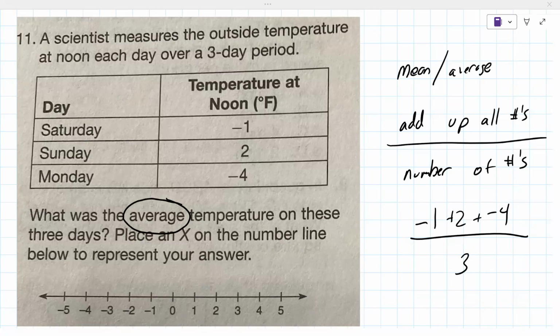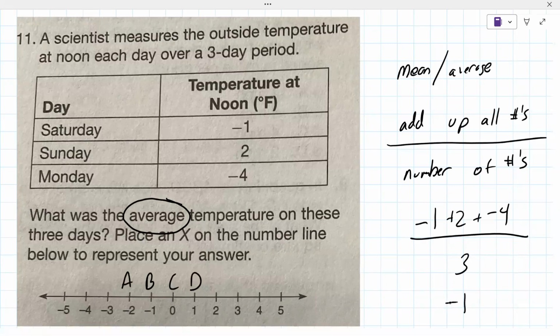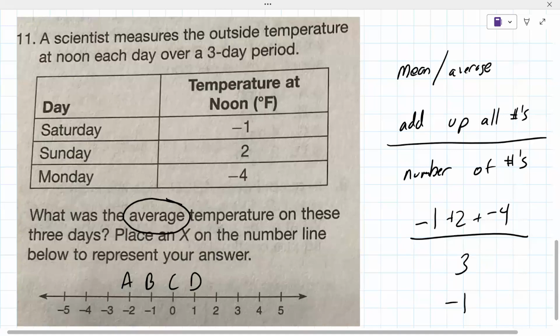-1. -1. Yes, that is the final answer. So where would you put the X, at A, B, C, or D in the problem? We'll put it at B. Yes, you got it. Very good.